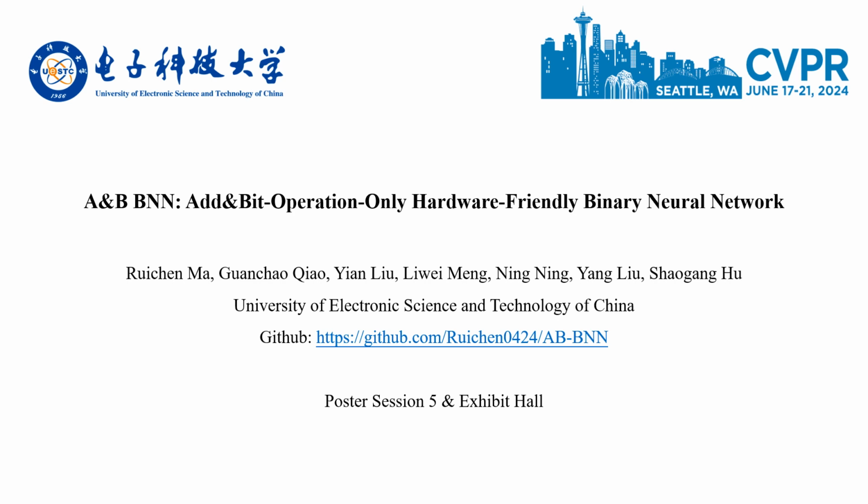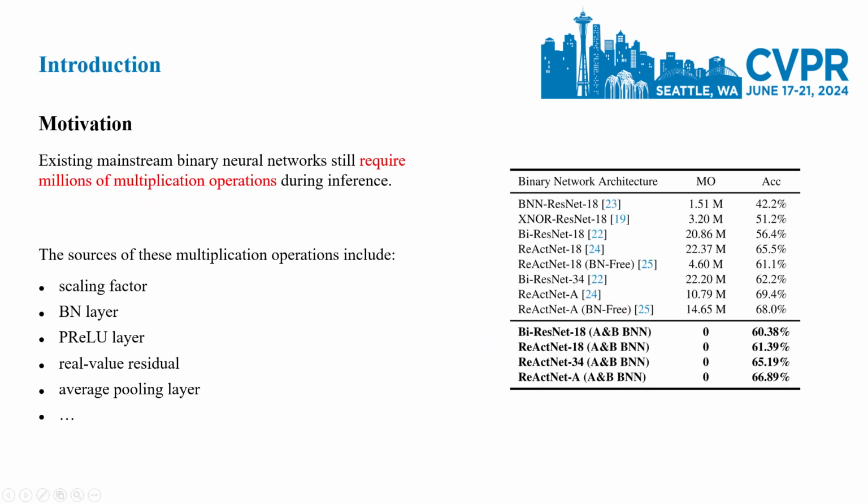Today I will introduce our work published in CVPR, add-and-bit operation-only hardware-friendly binary neural network. Binary neural networks are proposed to minimize hardware overhead. However, existing mainstream binary networks still require millions of multiplication operations during inference, which is hardware unfriendly.